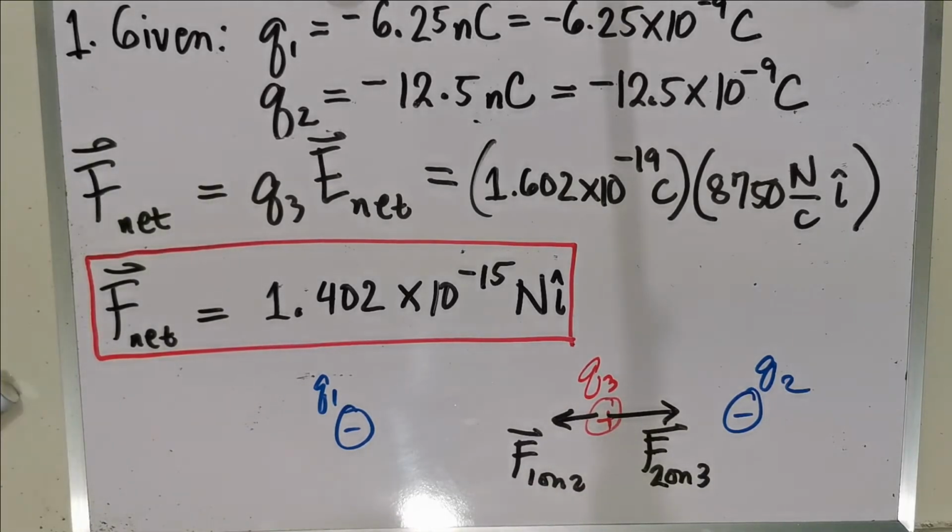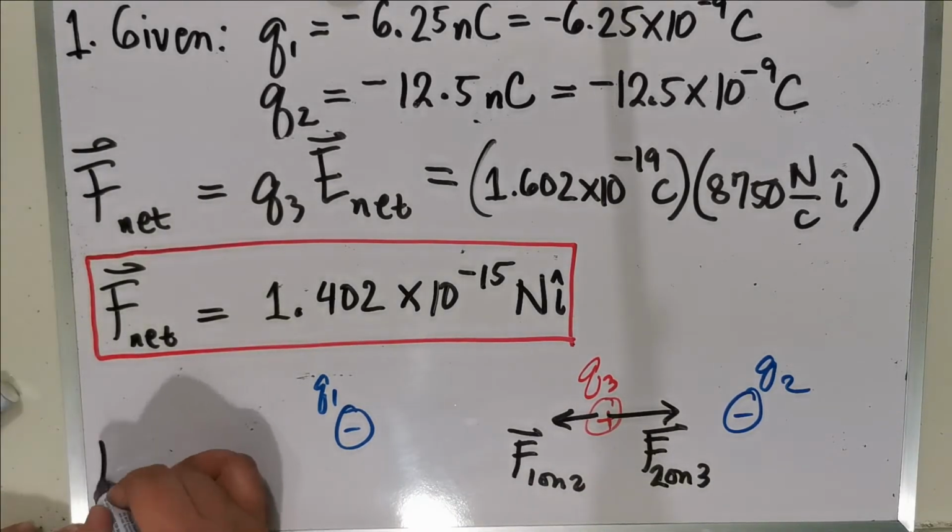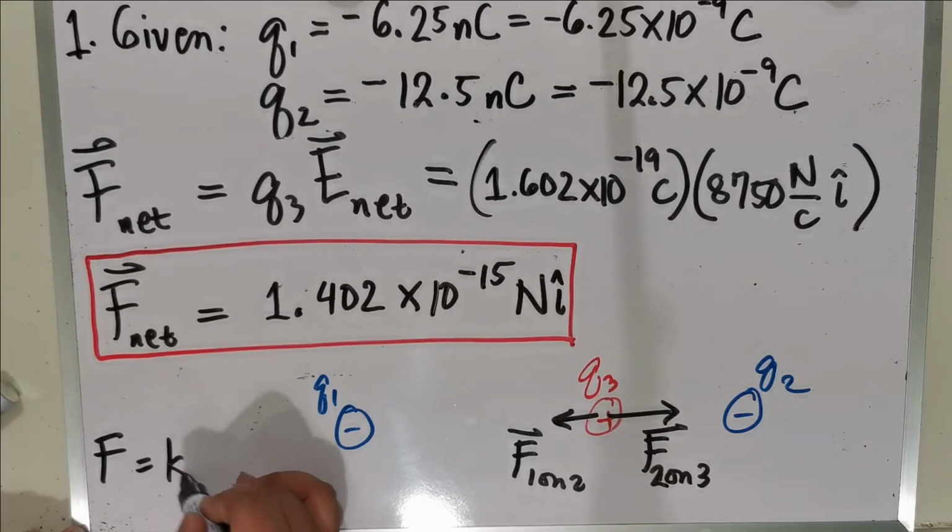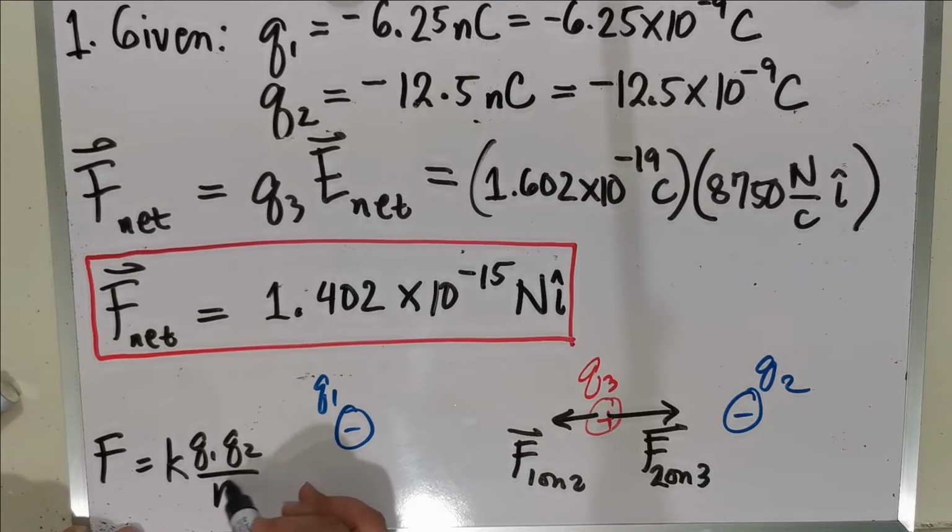However, as you can see, we see the same thing in the equation of Coulomb's law, which is K Q1 Q2 over R squared R hat.